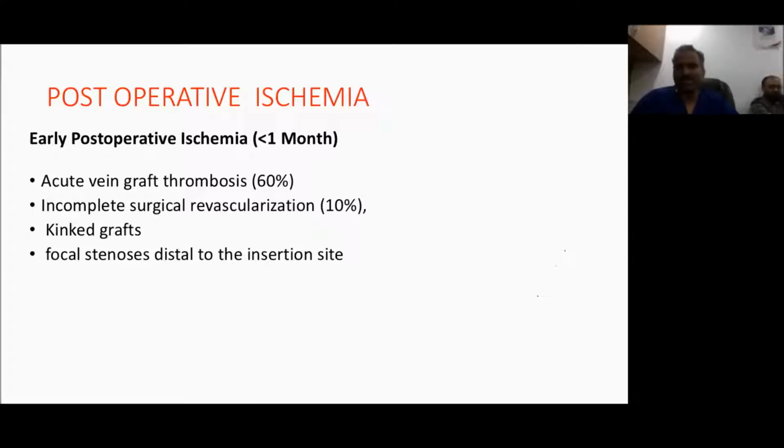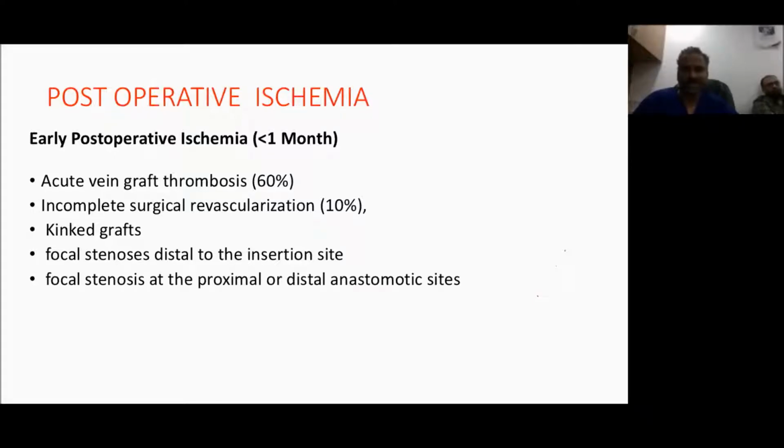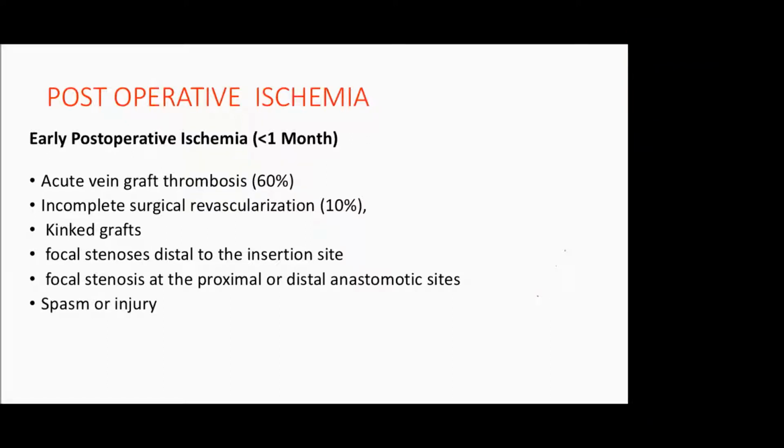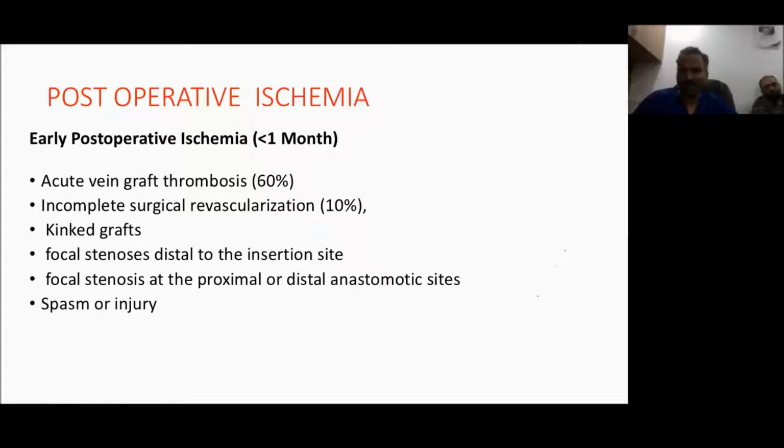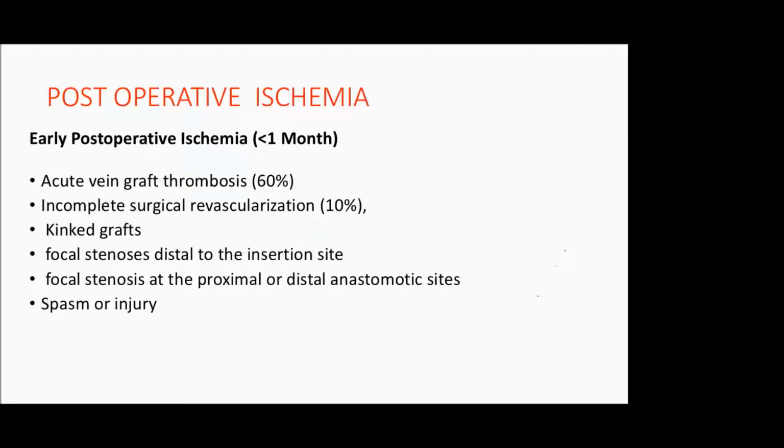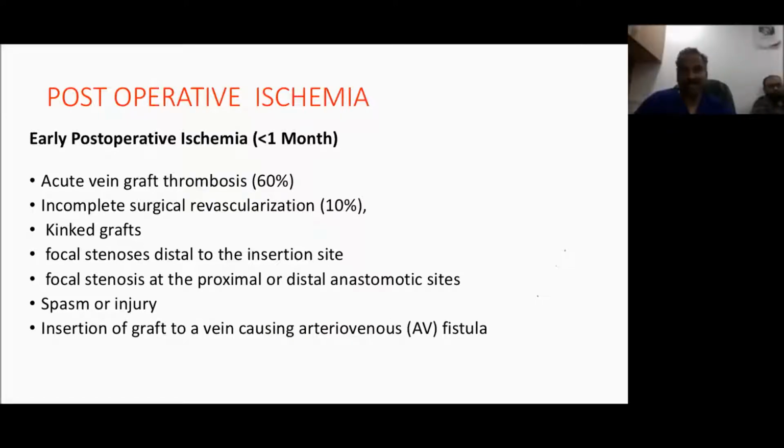Next is focal stenosis distal to the insertion site. Whenever there is diffuse disease, whenever you send a patient to surgery, always explore whether this patient can have a good graft or not, because sometimes they have diffuse disease, and even if the surgeon grafted, the flow may not be sufficient. And focal stenosis at the proximal or distal anastomotic sites, and spasm or injury, most commonly happen in the immediate post-op phase, in the first 24 to 48 hours of post-bypass surgery. That's where you face this spasm or injury.